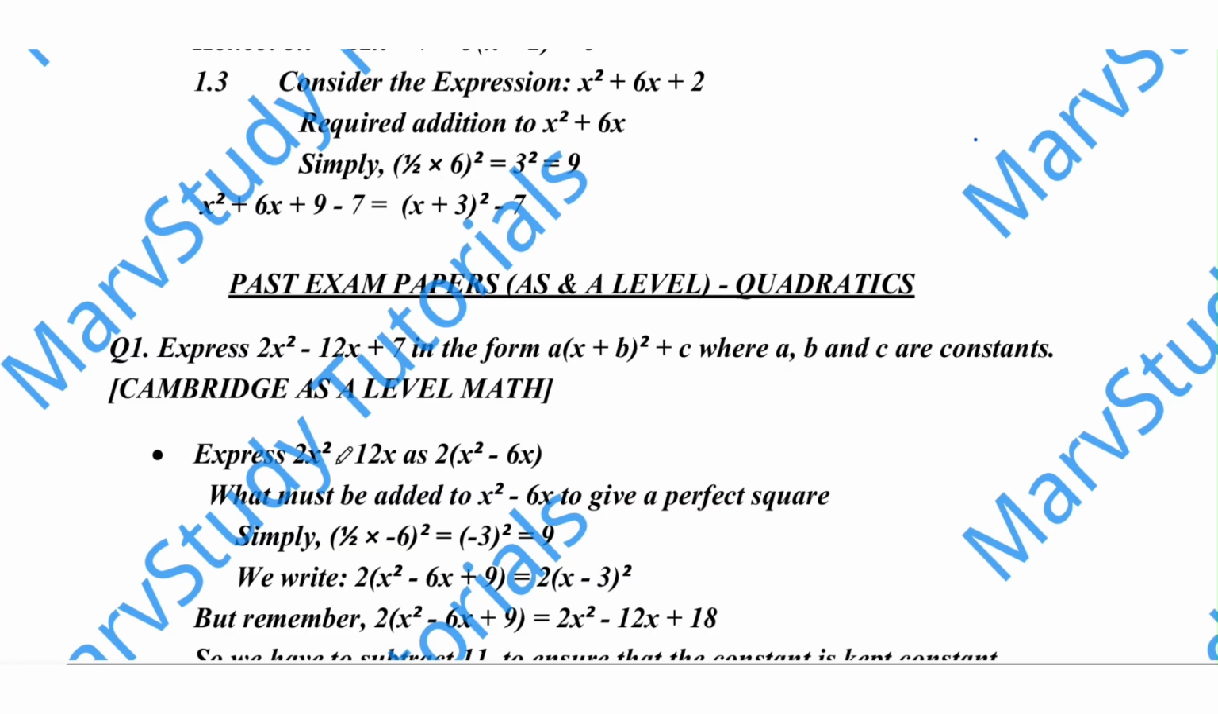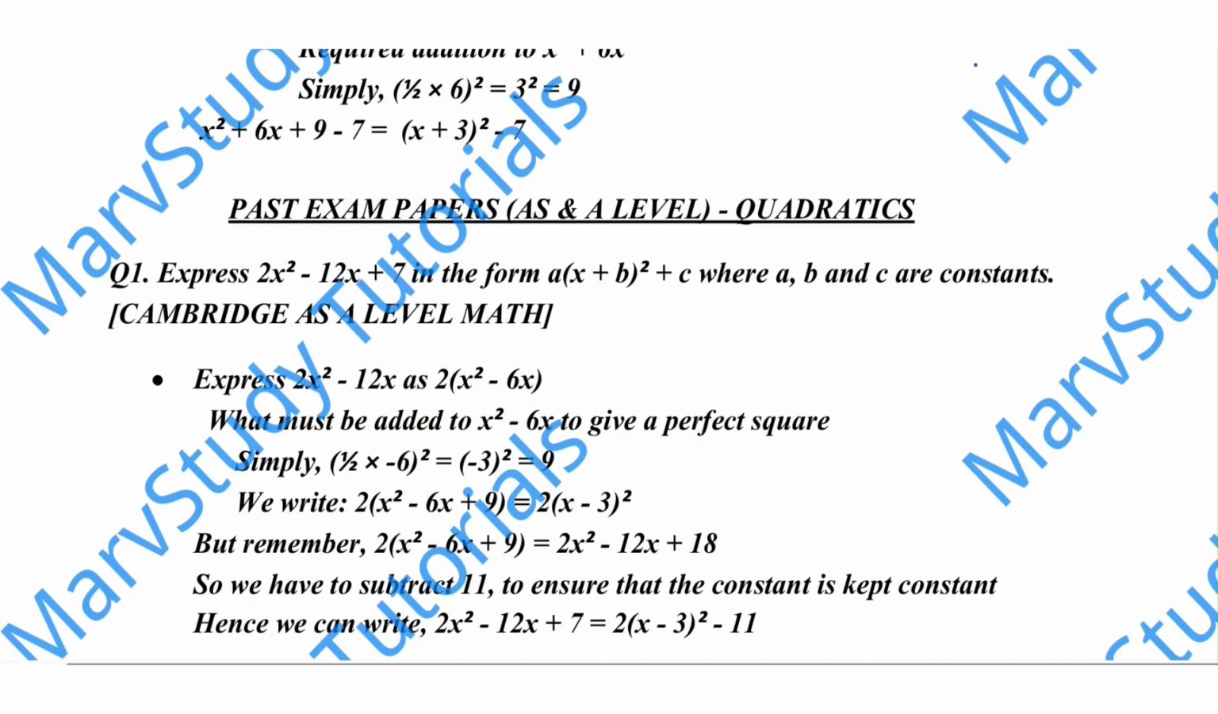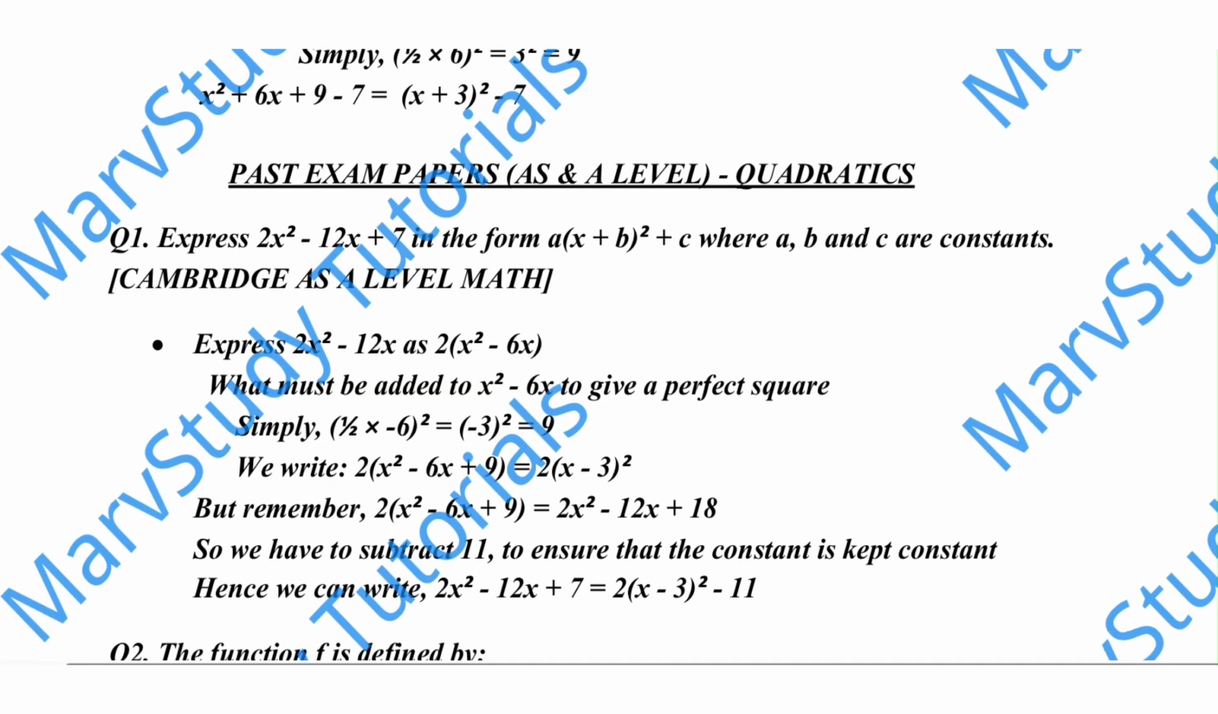So if we include 9 in this bracket, remember we initially had x squared negative 6x, but if 9 plus 9 is included in this bracket, what happens next? That means we now have 2x squared negative 12x plus 18, which is not what we are given. We are given 2x squared negative 12x plus 7. So to retain the expression we're given, we would have to do what? Subtract what? 11. We would have to subtract 11 to retain the plus 7. Why? Because 18 negative 11 is going to give us plus 7, which is what is given.